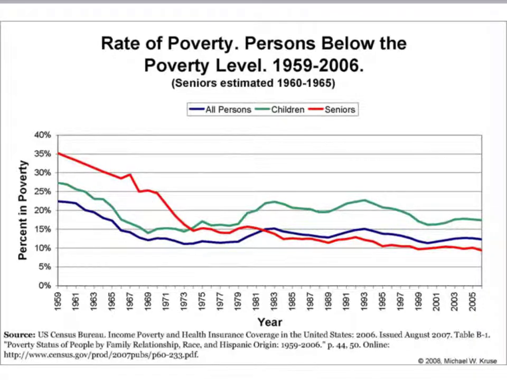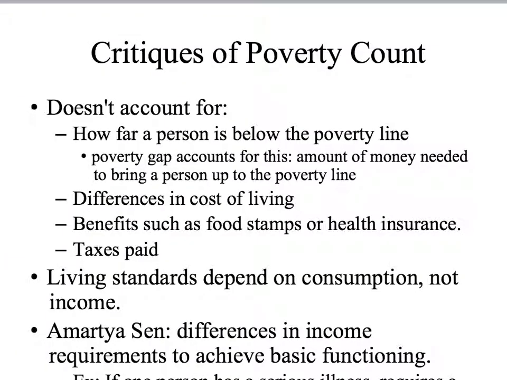So there are certainly a number of critiques of the poverty count. When you're counting who is above and below this line, it doesn't say how far above or below this line someone is. The poverty line for a family of four was around 21,000. There's a big difference between a family of four making 20,000 and is considered in poverty, and a family of four making 10,000, and it doesn't account for that.